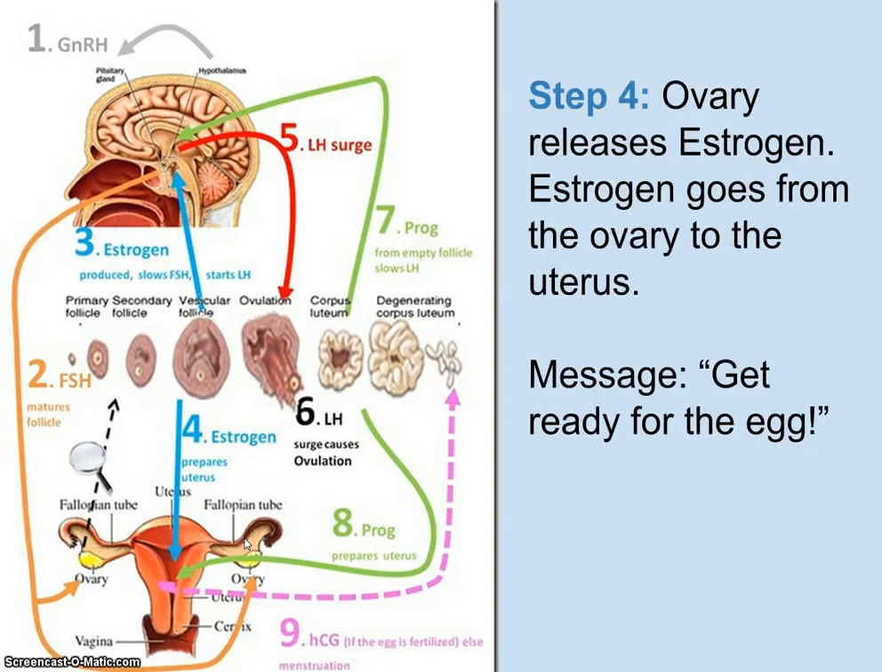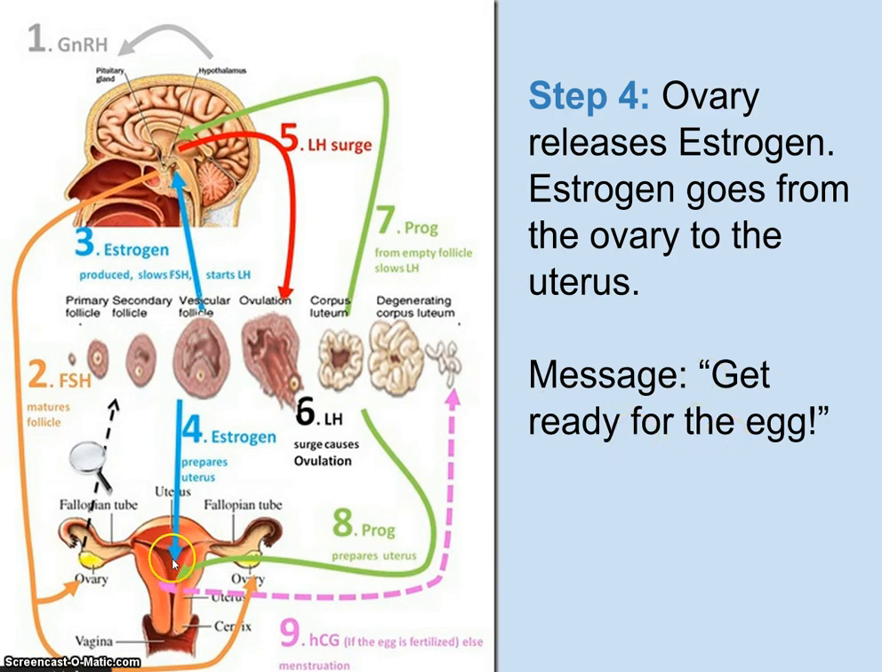Now, at the same time that the ovary initially releases estrogen to go to the pituitary gland, there's some estrogen that's going to go to the uterus. So ovary is going to release estrogen. Estrogen goes from the ovary to the uterus. Now, the important thing here is the message for the uterus. The uterus is kind of hanging out going, oh, all right, I think I got to do something. And it's saying, get ready for the egg.